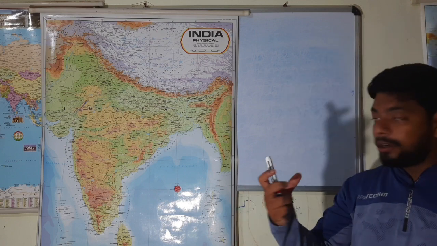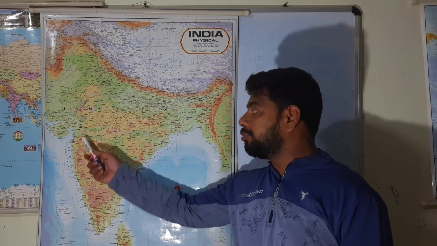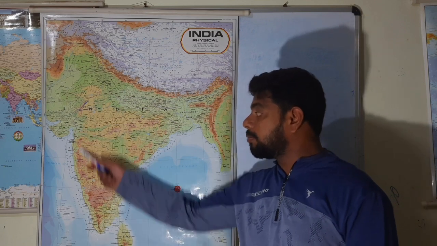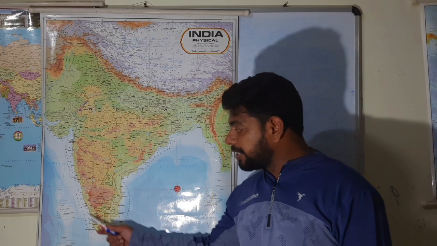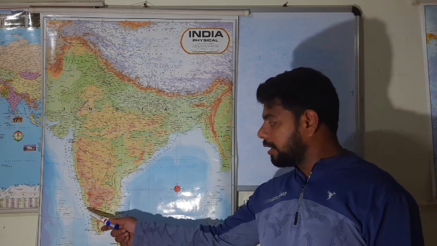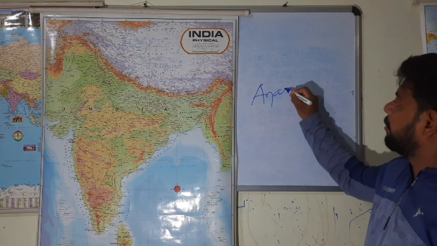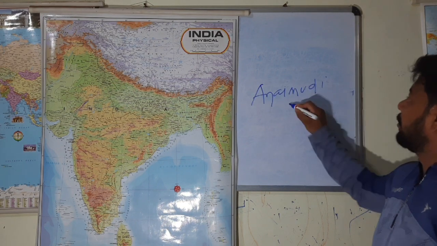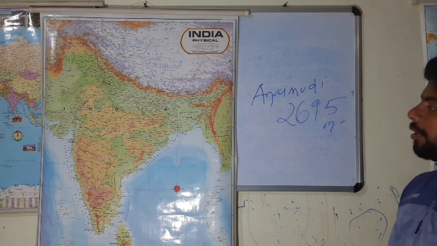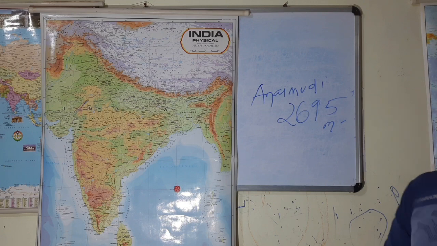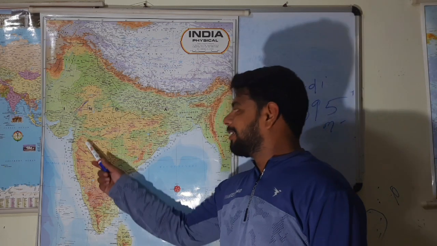One of the distinguished features of the Western Ghat is that the altitude of the mountain ranges increases from north to south. In fact, the highest peak of the Western Ghat is located in Kerala. That is named Anaimudi. The height is 2695 meters. Clear?